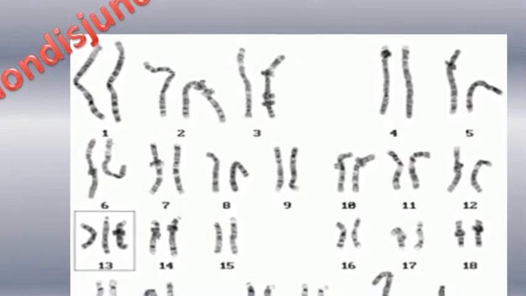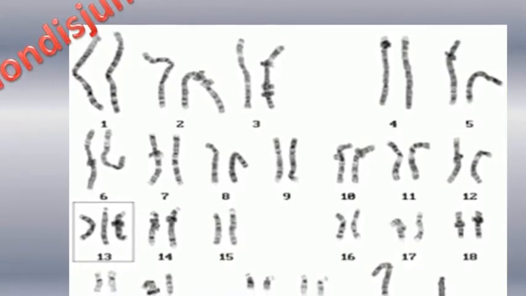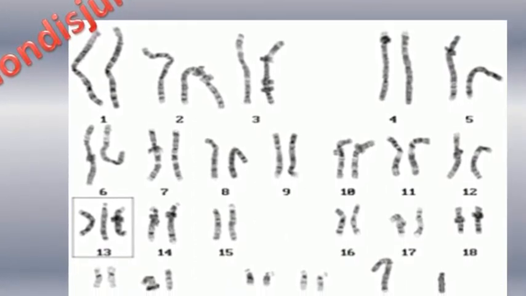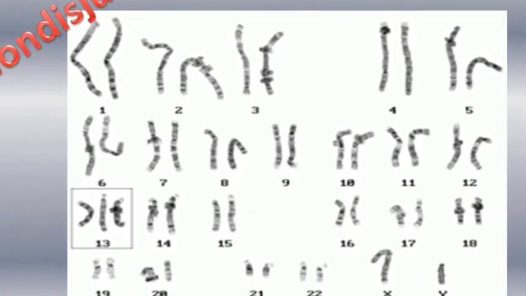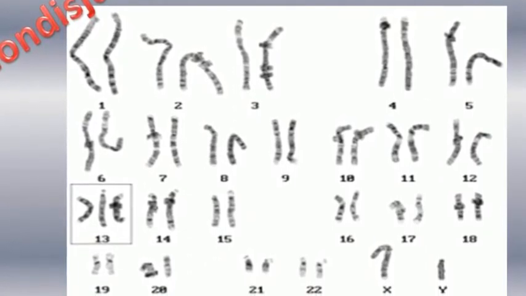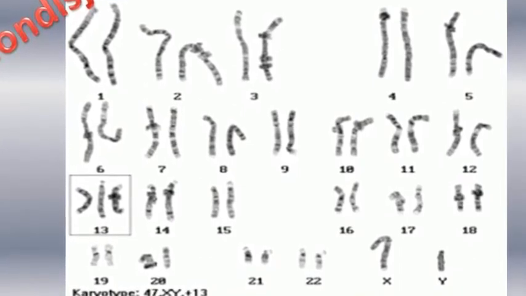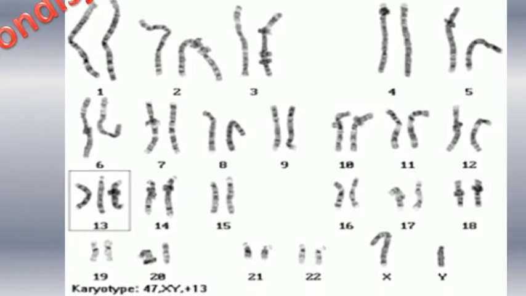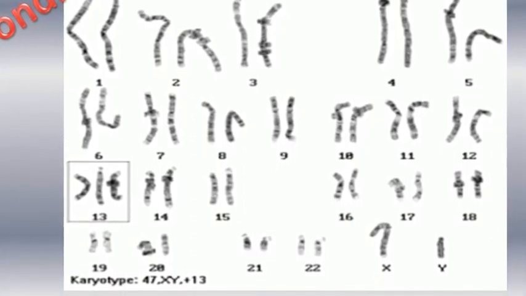Okay, this process is called nondisjunction. What that means is that during meiosis, the chromosomes didn't separate properly. So you ended up with some egg or some sperm with the wrong number of chromosomes. And if that egg or sperm goes to make a baby, there's going to be a problem because that baby won't have the right number of chromosomes. And that's when you'll see a situation like this with this karyotype.